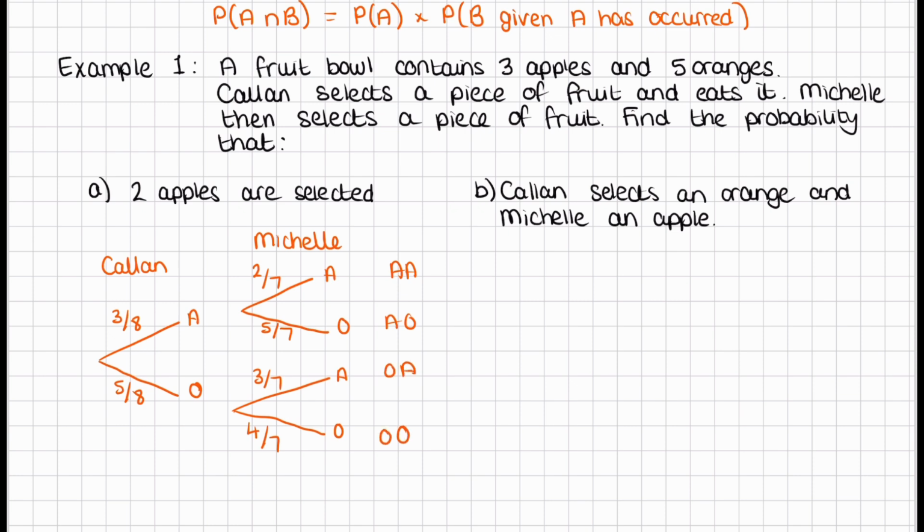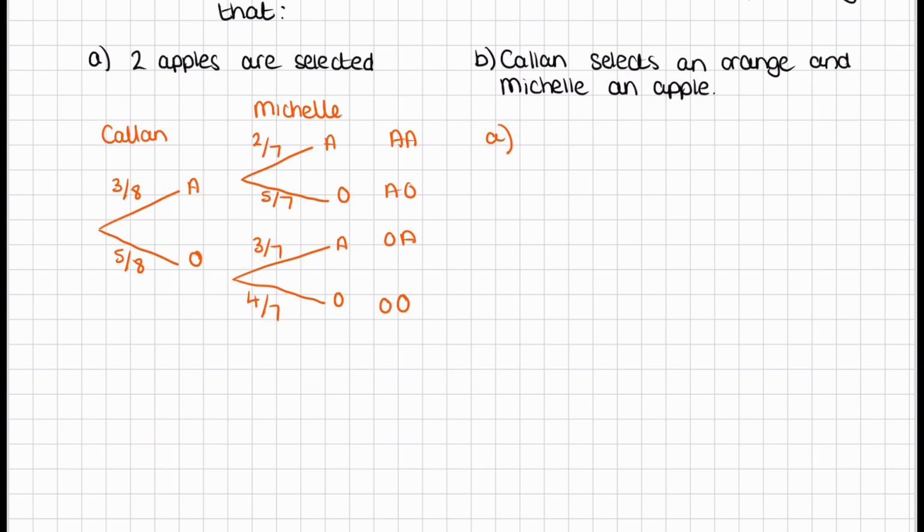Now we can work out our answers. So for A, we want 2 apples selected. So that's just going to be this first one here. We want the probability of apple, apple, which would equal 3 out of 8. Remember, we multiply across, so 3 out of 8 times 2/7, which will give us 6 out of 56, which simplifies down to 3 out of 28.